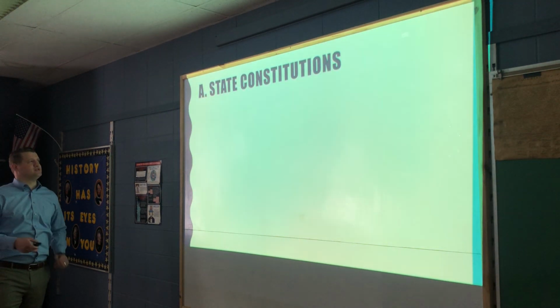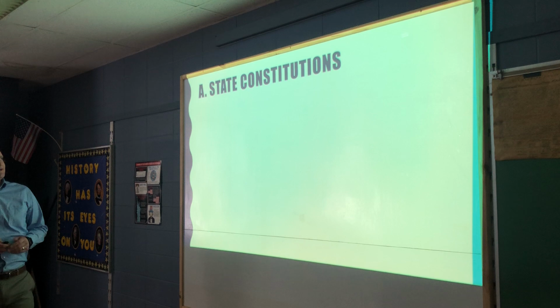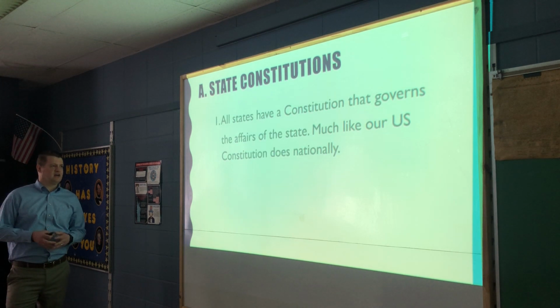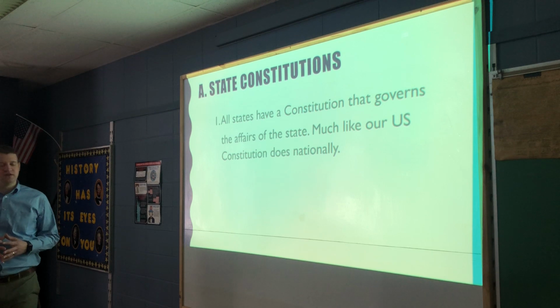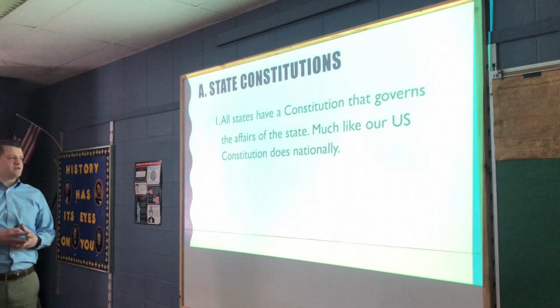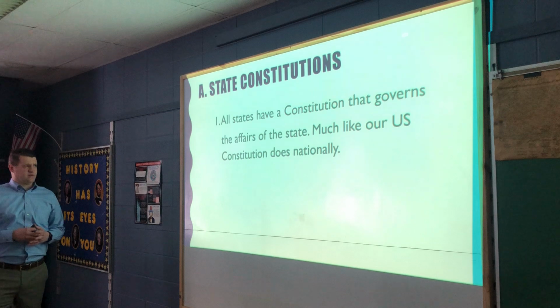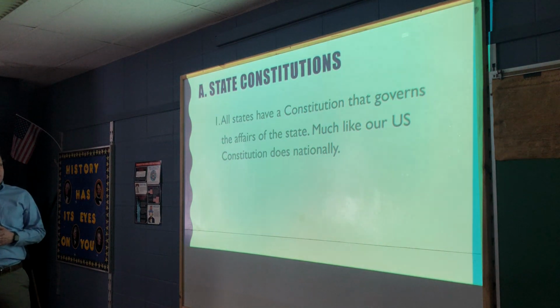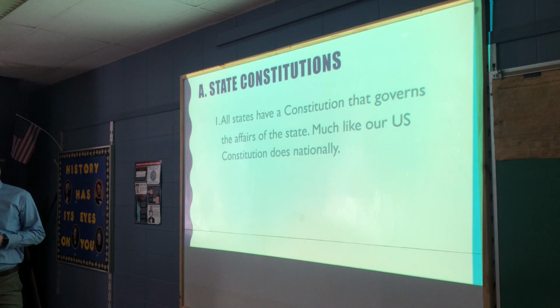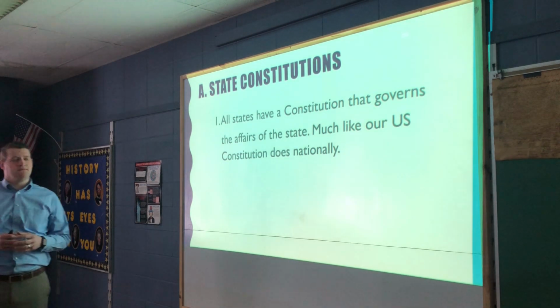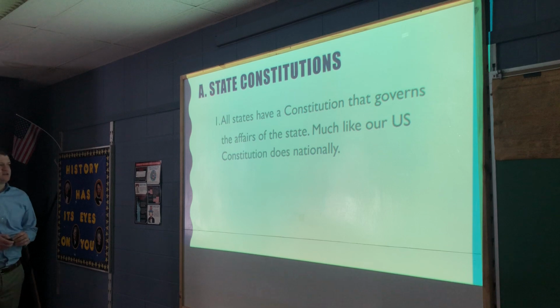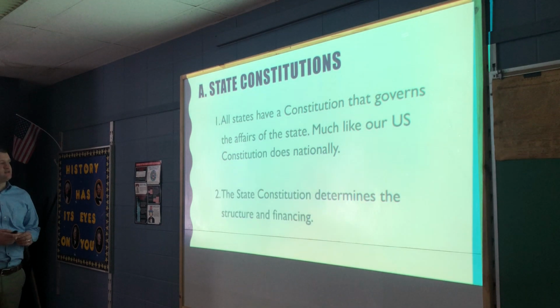Letter A, state constitutions. All states have a constitution that governs the affairs of the state, much like our U.S. Constitution does nationally. So just like we have a constitution for our national government, the United States, each state has their own constitution that governs the affairs of the specific state. Every state has a constitution.